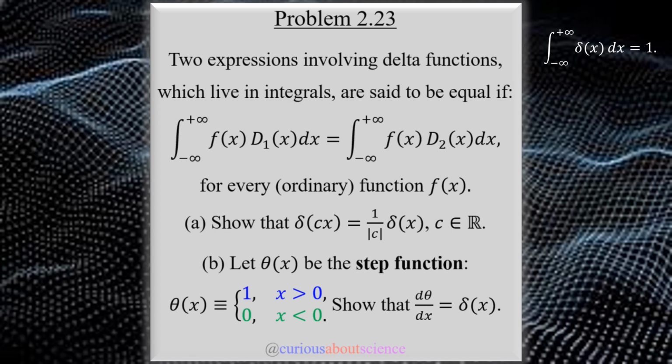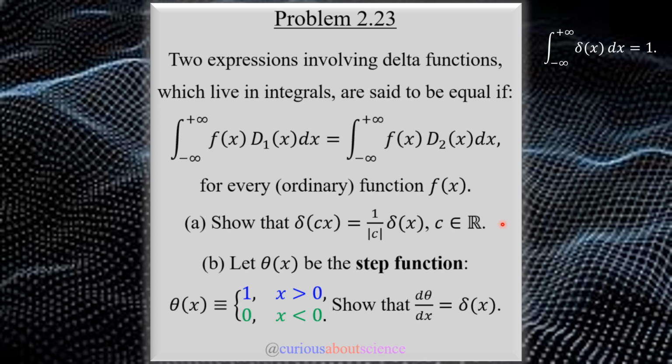But for what we wish to show, in part A, we wish to show that delta of c times x is equal to 1 over the magnitude of c times the delta function at x, where c is a real number. So this is a scaling law per se. A couple books write it out a little different, but these are still properties nonetheless.